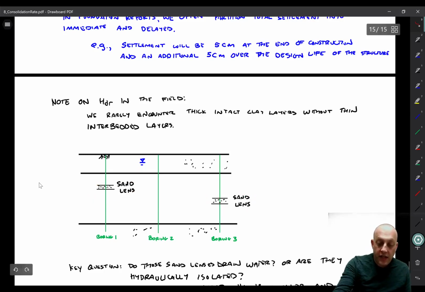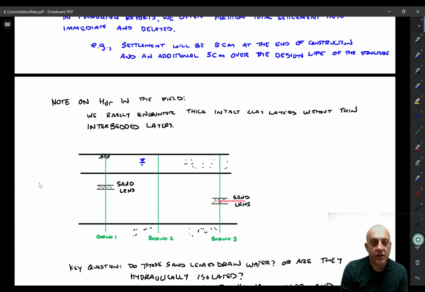Sometimes those layers all line up along a particular depth, and it's pretty clear that they're horizontally continuous. And in that case, those drain water away, right? If you load a portion of the soil, water can flow horizontally through these sand lenses, which have much higher permeability, and get out of the clay.